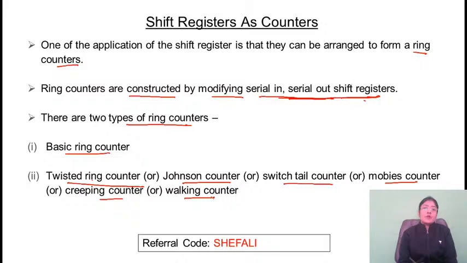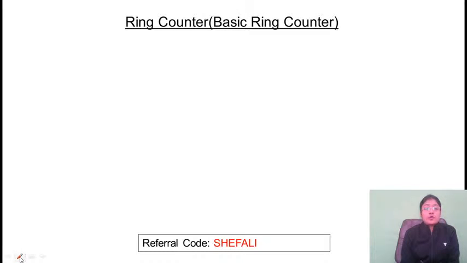So what is the difference? Let's talk about the difference, and we'll also talk about the number of used states and number of unused states in each of the counter. Okay, so if we have to construct a counter using 3 flip-flops, then total how many states are possible? Can you identify the number of states?